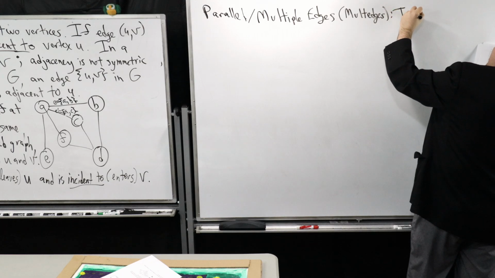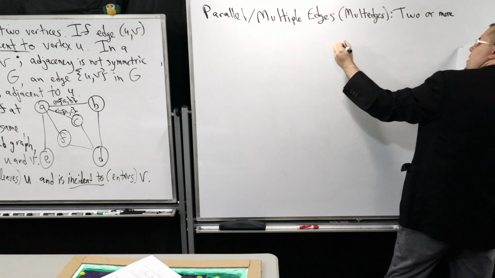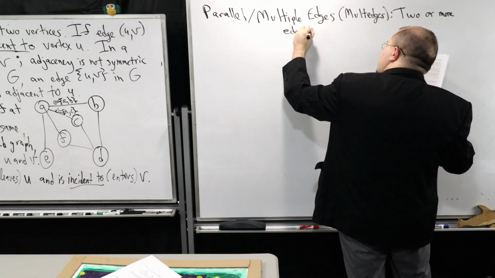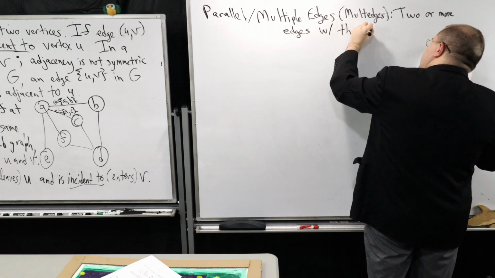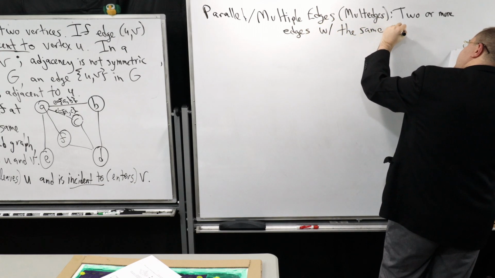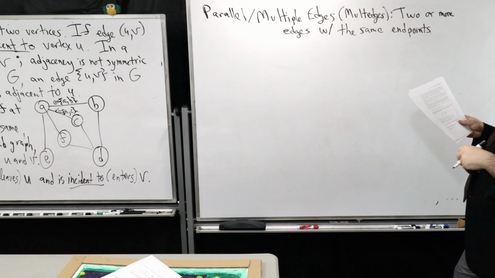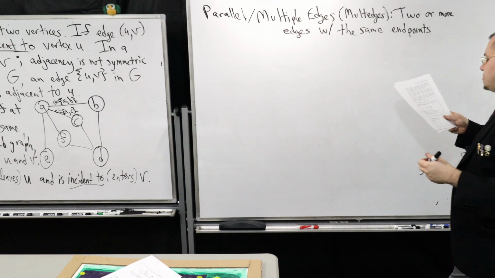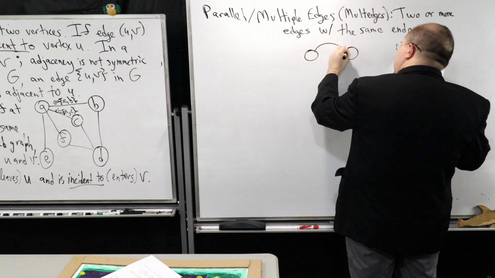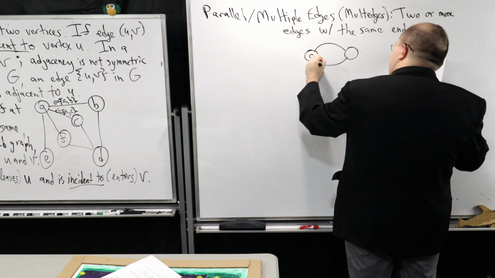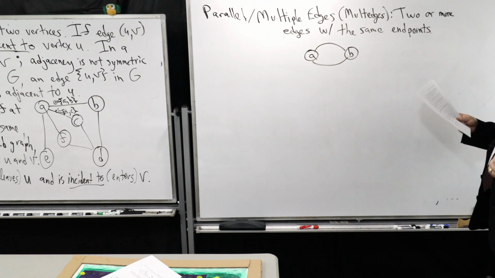So this is just simply when you have two or more edges with the same endpoints. So always keep in mind how it's being phrased for you. For example, if I have A and B, I would say that these two edges are parallel or these are multi-edges.